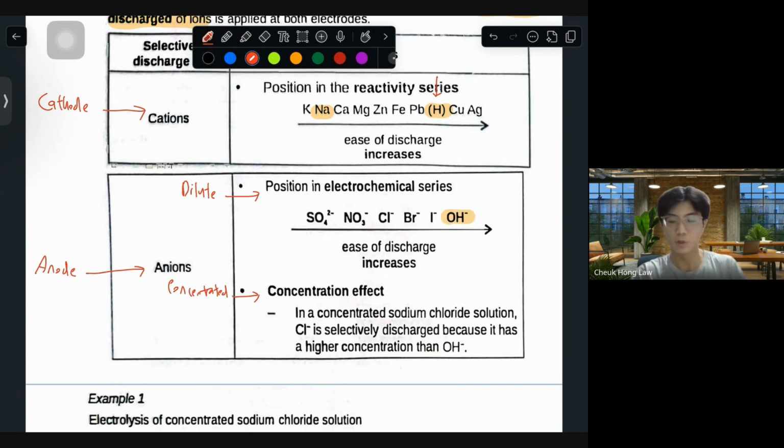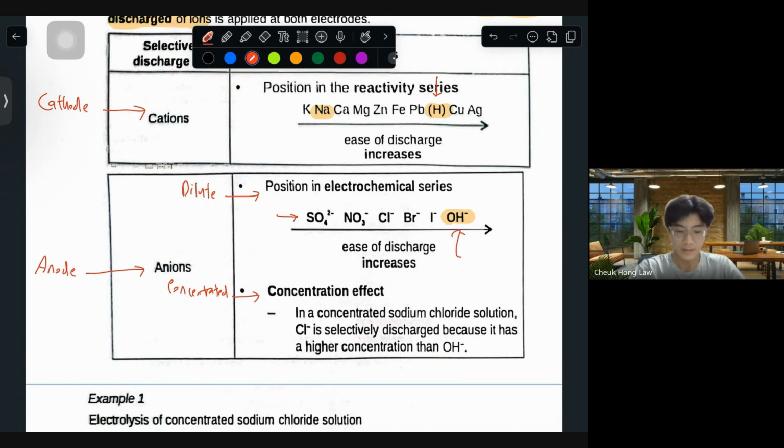Basically it's the lower position in the electrochemical series. That means this is the electrochemical series. I recommend you don't have to memorize this. Why? It is because the ease of discharge increases as it goes down the group, right? And you realize that OH minus is actually the lowest.